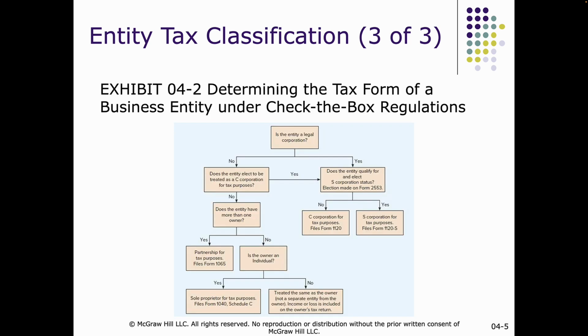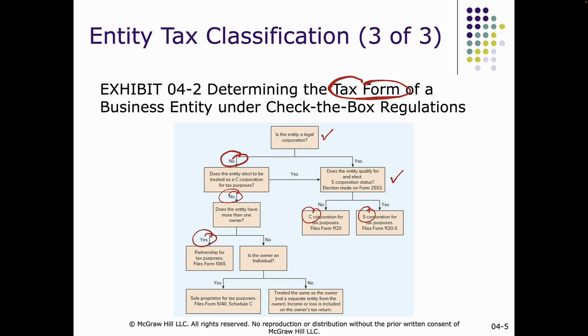So here we have a great exhibit of a flowchart to determine the tax form of the business entity under this check-the-box regulation. Here you see the first question: is the entity a legal corporation? If it is, does the entity qualify for and elect an S corporation formation, or a C corporation formation? And you see those two options here. If the entity is not a legal corporation, then does the entity elect to be treated as a C Corp? If not, does the entity have more than one owner?